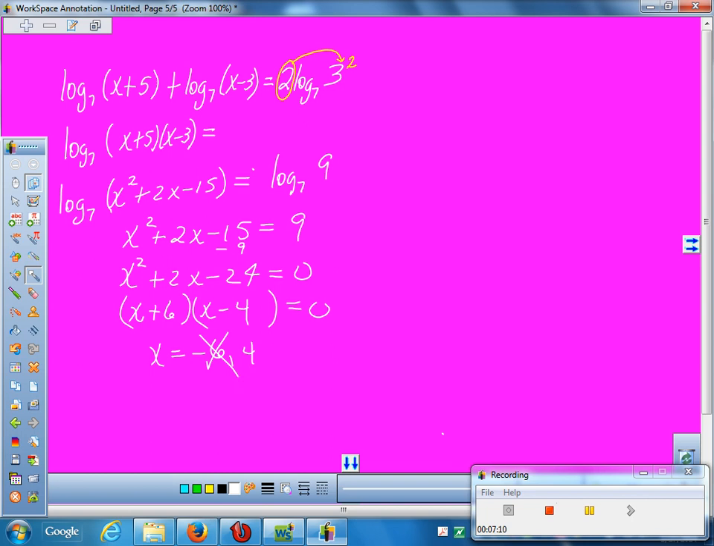So then I would go try the 4. Is 4 plus 5 going to end up positive? Then you go to the next quantity. Is 4 minus 3 going to end up positive? Yes. There was no variable over here in the third one, so yeah, 4's good.